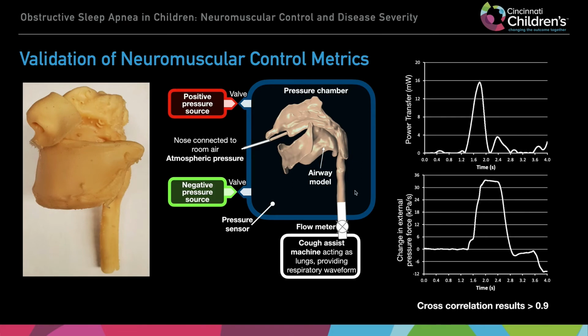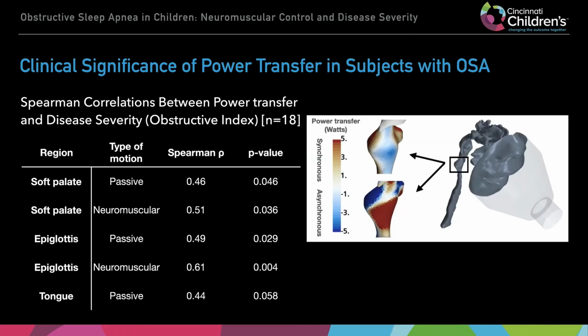This is done in a global way, but in real subjects, we can do this structure by structure. So we can use our power transfer to tell us what's happening with the tongue and the epiglottis. And that's what we've done now in 18 real subjects. And we wanted to see, does the motion of these structures correlate with disease severity?